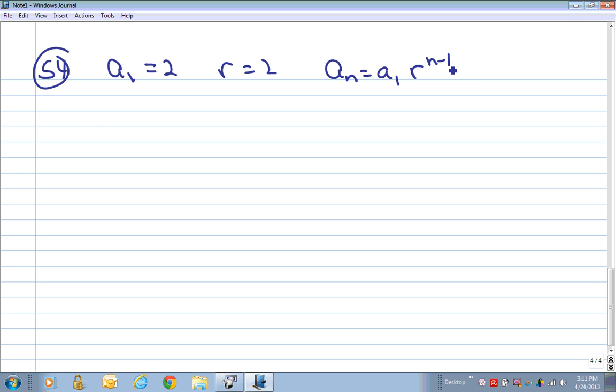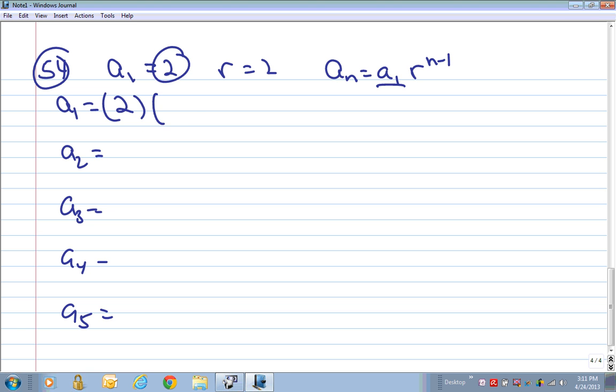All right, so we're going to substitute in. We want to find term 1, term 2, term 3, term 4, and term 5. So for term 1, we're going to plug in a sub 1, which we know the value is 2, times the ratio, which is 2, raised to the n minus 1 power, so that would be 1 minus 1, or 0. All right, 2 to the 0 power is 1. 1 times 2 would be 2.